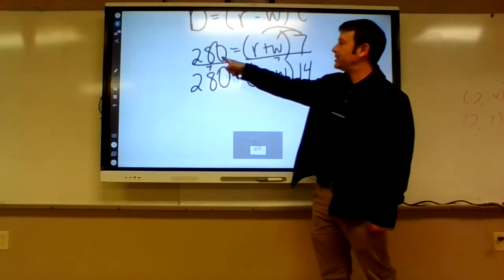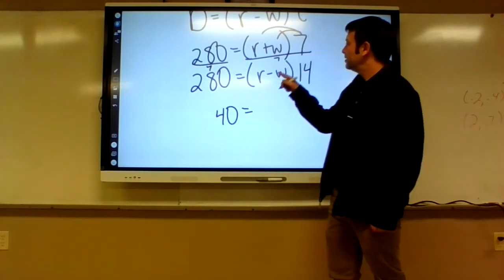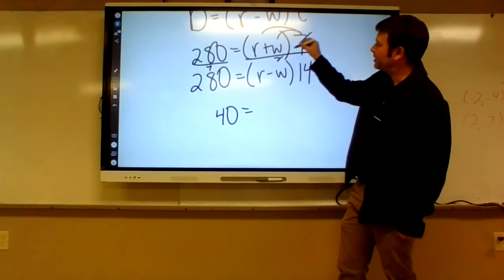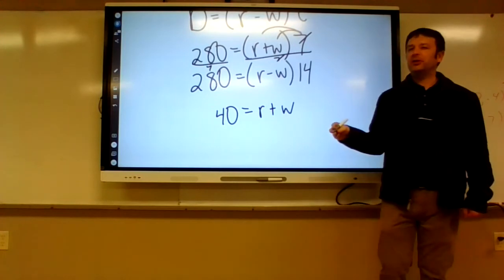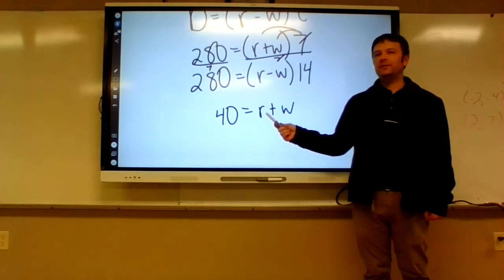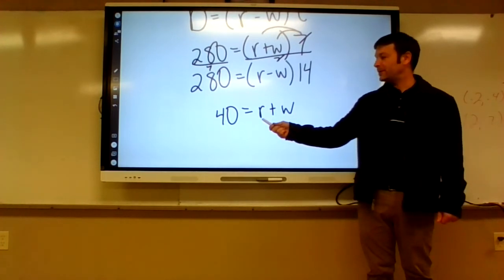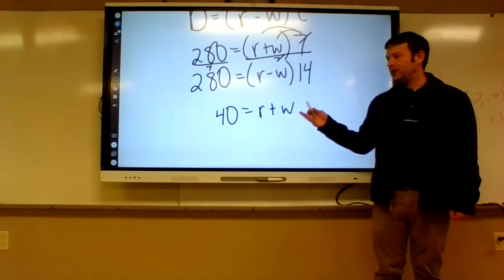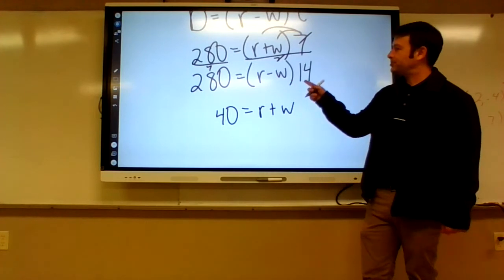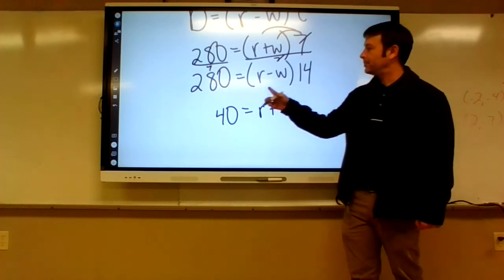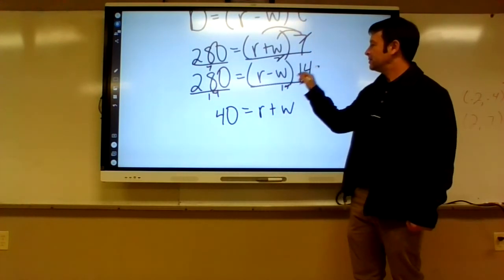So that top equation becomes, what's 280 divided by 7? 40. The right side becomes R plus W. You guys know what R stands for in this problem? Rate of the boat without any water. Like if the water was still, that's how fast you go. W stands for the water current, the speed of the water. Okay, and then you can do the same thing on this bottom equation, just divide by 14 this time. Anybody know what 280 divided by 14 is? 20.